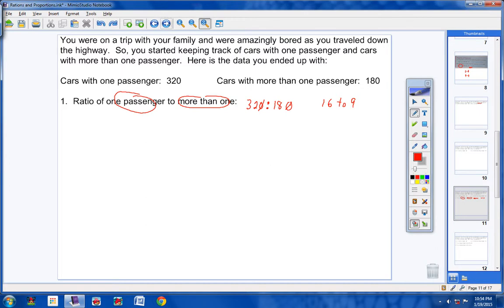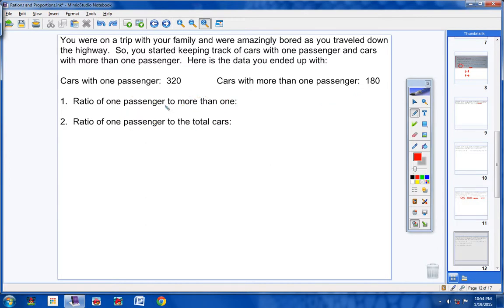Alright, let's try another one, okay? Write down the ratio of 1 passenger cars. So how many 1 passenger cars did we have? 320.